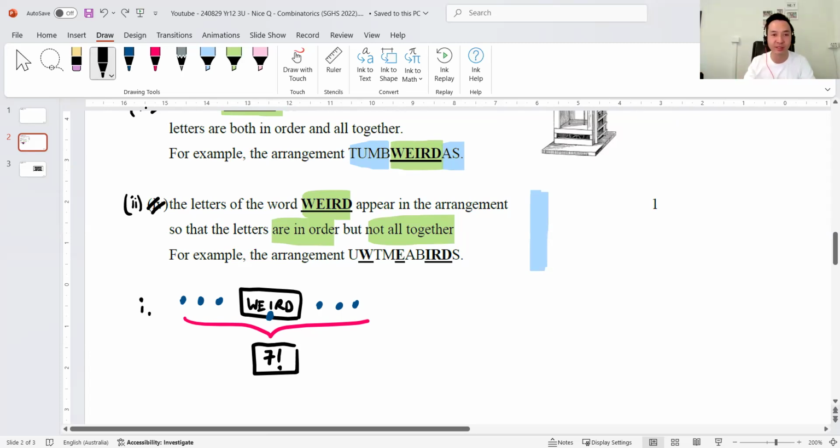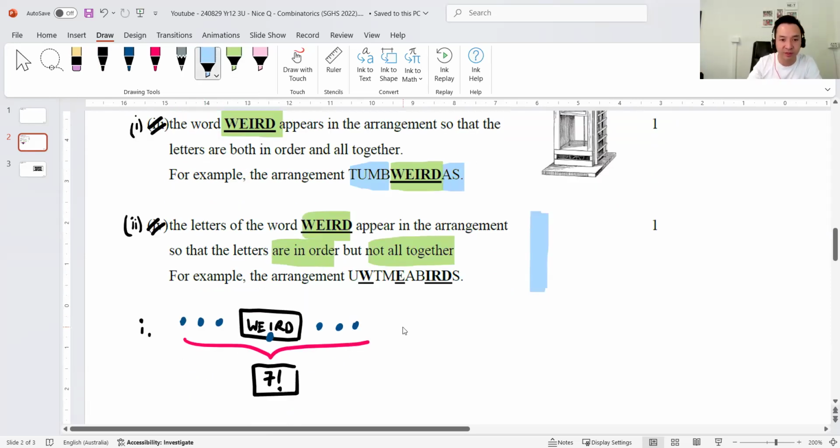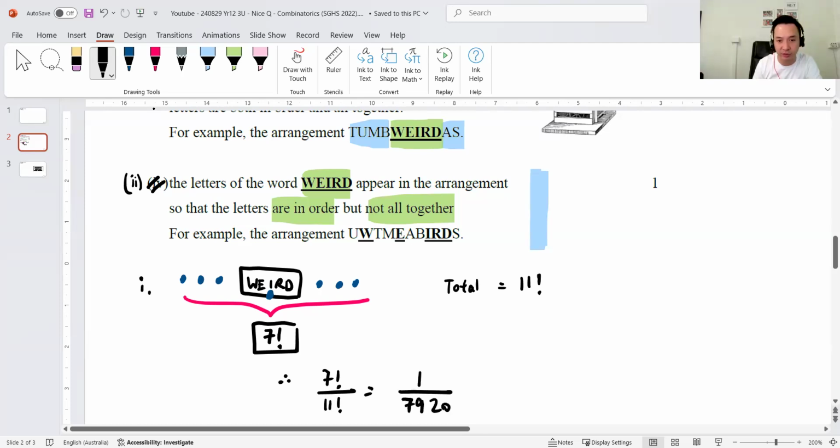Oh, actually, let's have a quick look. They're asking for the probability, so I need this over the total. Now, the total, obviously there are 11 letters, no repeats, so the total would be 11 factorial. Therefore, the answer should actually be 7 factorial on 11 factorial. Now, I believe if you punch that in the calculator, it's 1 over 7920. Nothing too hard about that, hopefully.